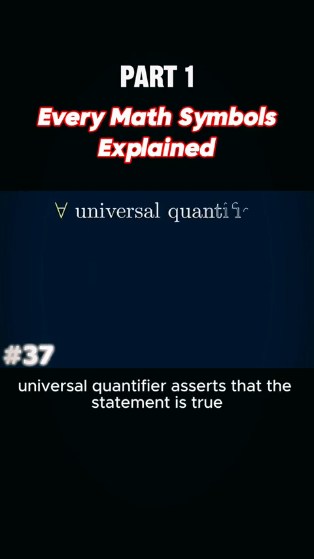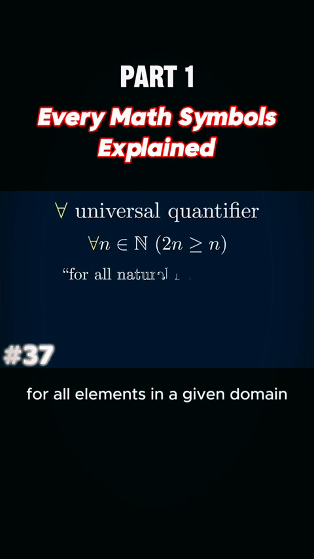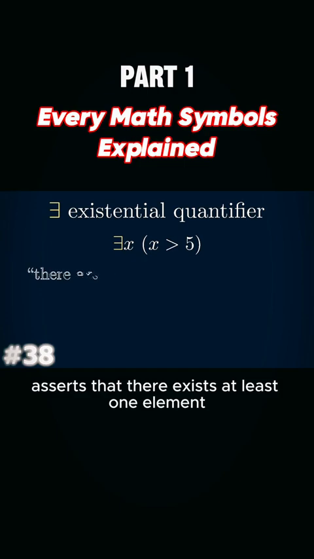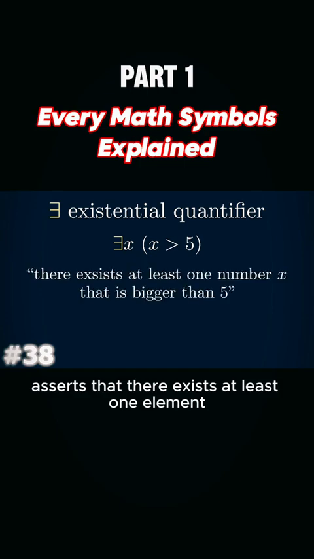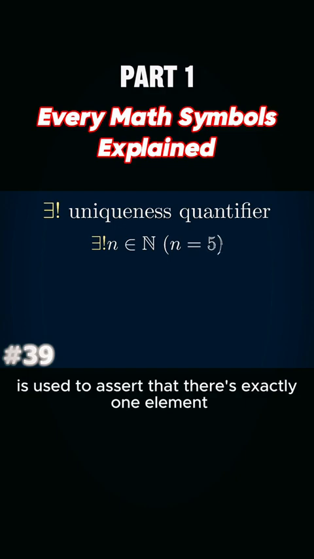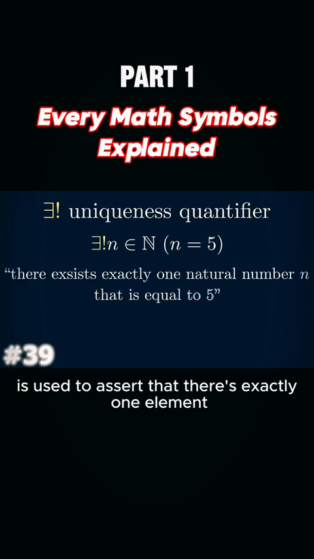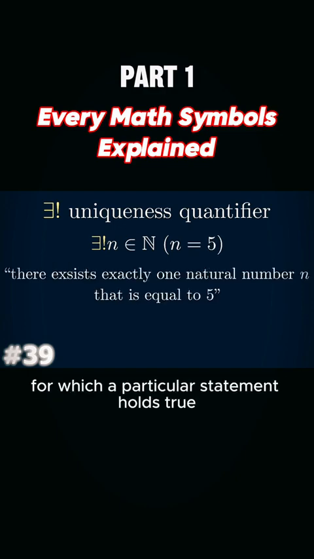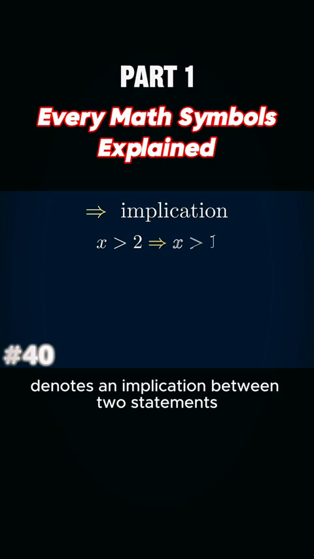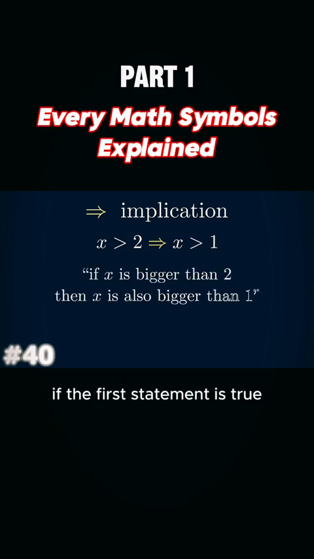Universal quantifier asserts that a statement is true for all elements in a given domain. The existential quantifier asserts that there exists at least one element in a given domain for which a particular statement holds true. Uniqueness quantifier is used to assert that there's exactly one element in a given domain for which a particular statement holds true. Conditional operator denotes an implication between two statements. If the first statement is true, then the second is also true.